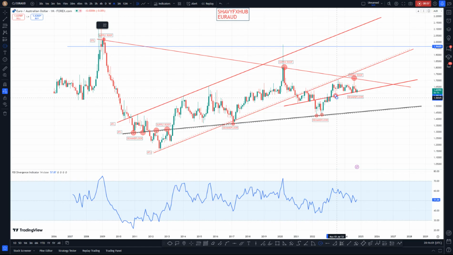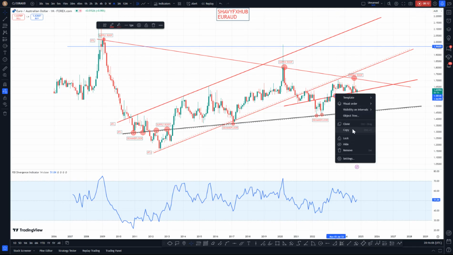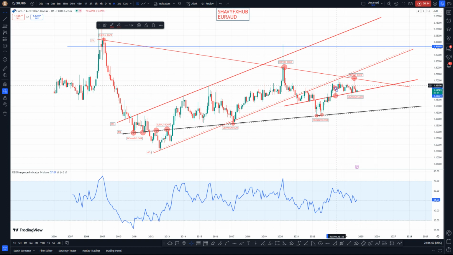So we'll continue to see how the fundamentals surrounding the two pairs unfold. So we'll be monitoring it. If the fundamentals continue to be in favor of Euro, that means the price will have a trend.